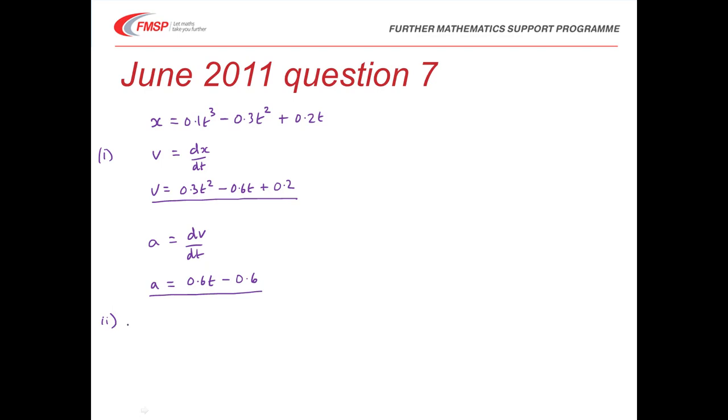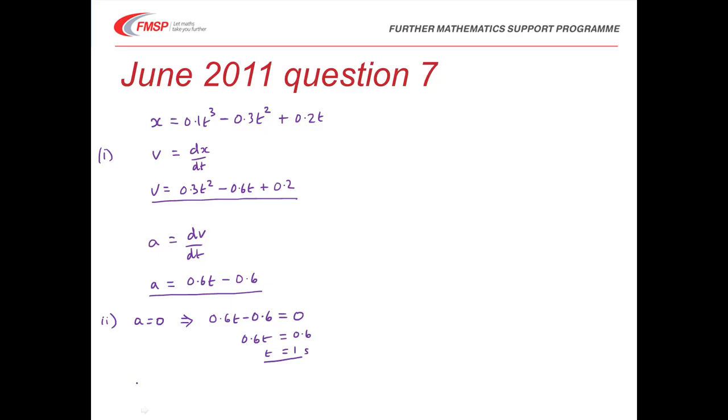And for part 2, well, when the acceleration equals 0, we've got to show the particle is at p. In other words, that x is 0. Well, let's use what we know. If the acceleration equals 0, then 0.6t minus 0.6, that's my expression for acceleration, equals 0. In other words, 0.6t equals 0.6, and therefore t equals 1.